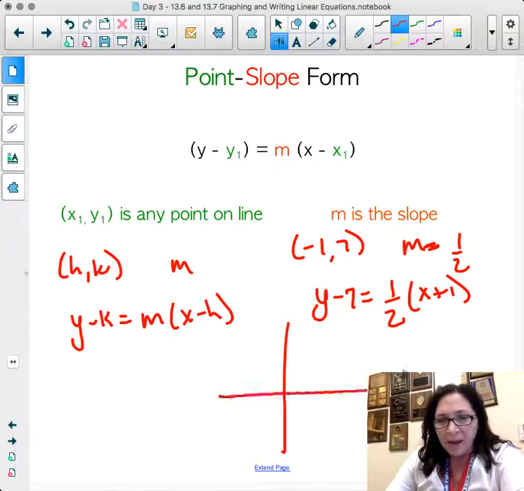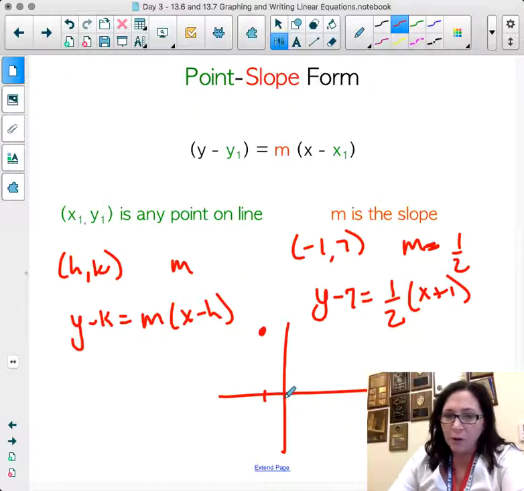If I were graphing that, I would go over 1, up 7. Notice I don't start on the y-intercept. I go over 1, up 7. And then my slope, which is 1/2, means going up 1 over 2. So my graph would look like this.